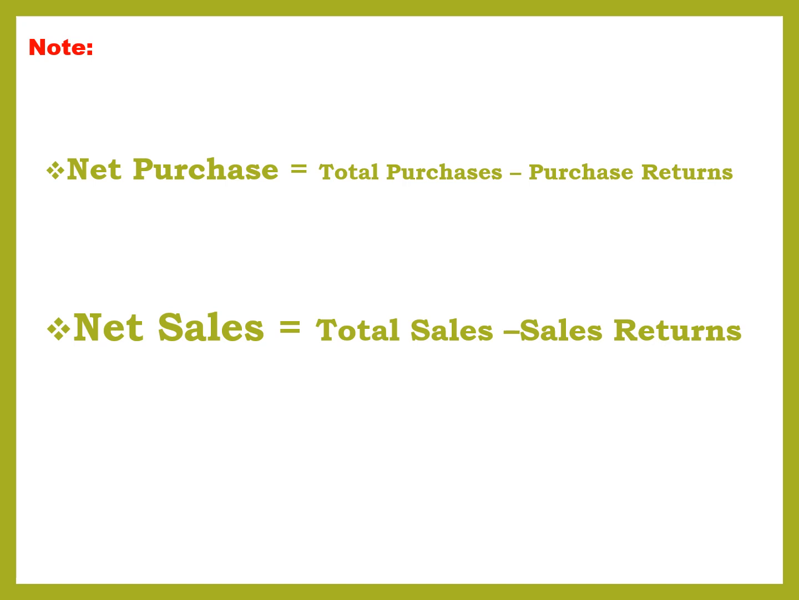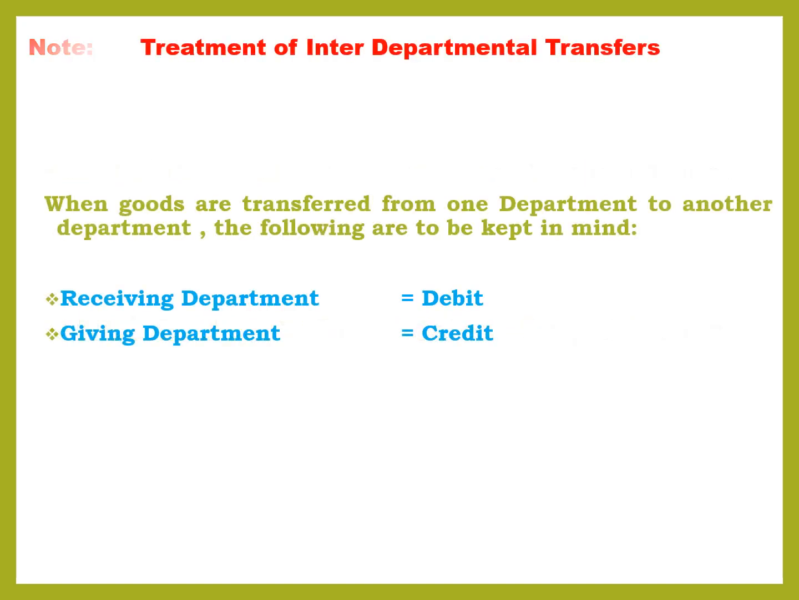So students, in the previous slide, purchase expenses should be distributed in net purchase ratio. How to find net purchase? Formula: total purchase minus purchase returns. Net sales is total sales minus sales returns. So if sales returns and purchase returns are not given, total can be taken as a base.